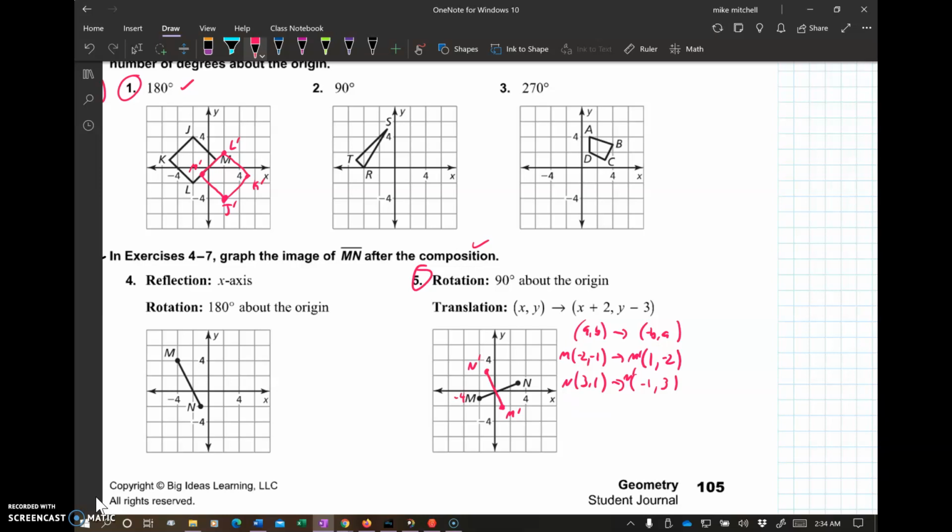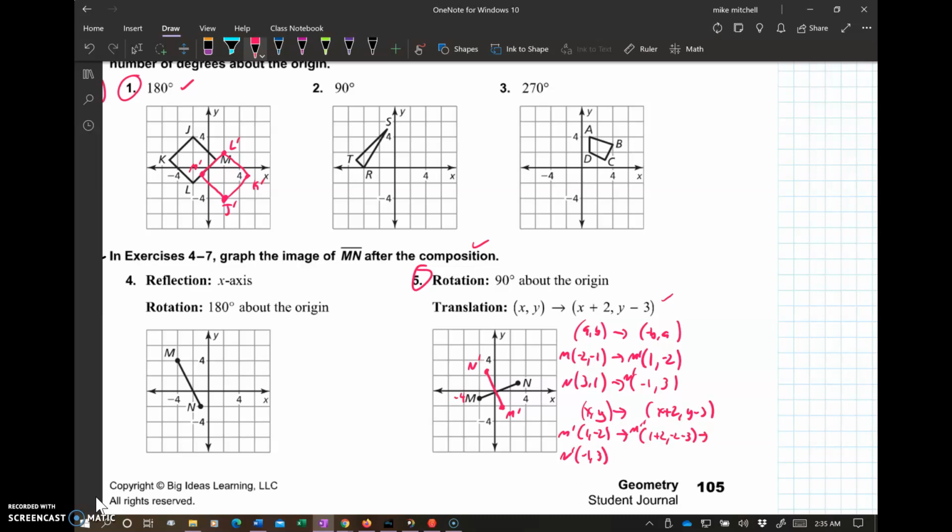Ironically, they have better graphs in the back of the book where they use 1, 2, 3, 4, 5, 6, 7, 8 on the scales. I don't know why they do this here. So now that we got that done, now we need to use the next rule. So I'm going to use my xy into x plus 2, y minus 3. But I'm going to start with my M prime, which is 1, negative 2, and my N prime, negative 1, 3, and I got to use these. So this is going to be 1 plus 2, negative 2 minus 3.